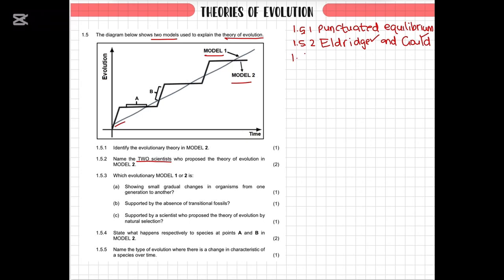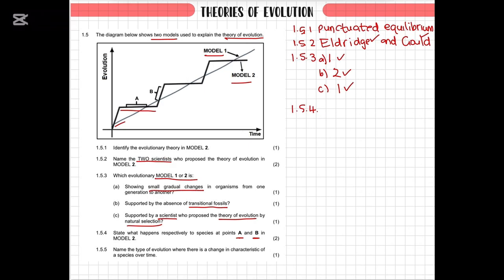Going to the third question, you state whether it's model 1 or 2 for these descriptions. The first one, it shows small gradual change, definitely model 1. The next one is supported by absence of transitional fossils, and that is punctuated equilibrium, model 2. Question 3, supported by a scientist who proposed the theory of evolution by natural selection, and that's model 1. Gradualism.